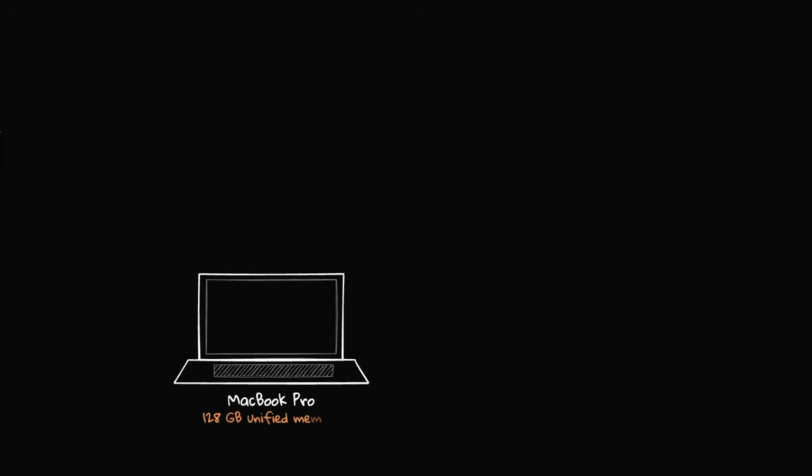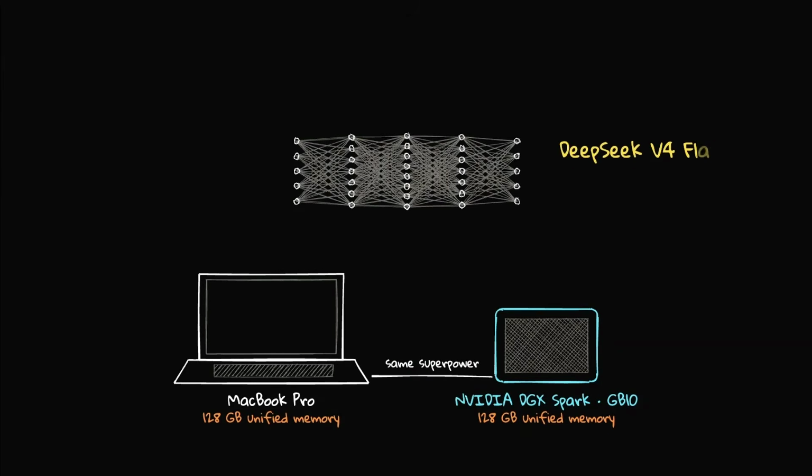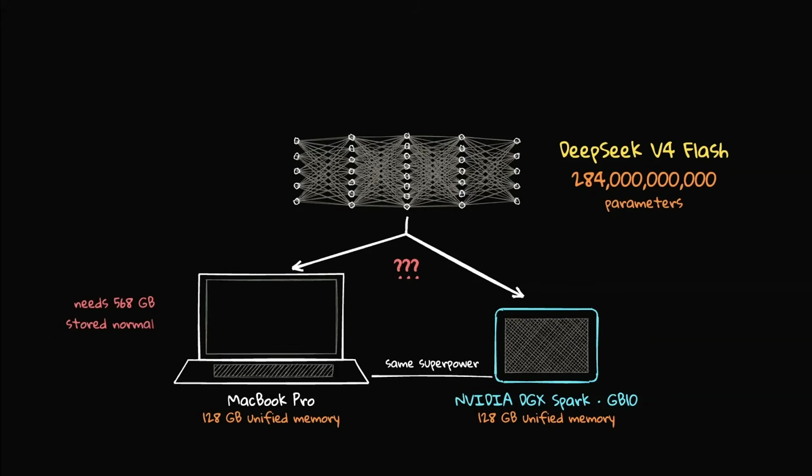Okay, so is unified memory good for running capable models? This is DeepSeek V4 Flash, a 284 billion parameter model, one of the most capable open weight models that we have seen. Now, this model shouldn't fit on any of these devices.